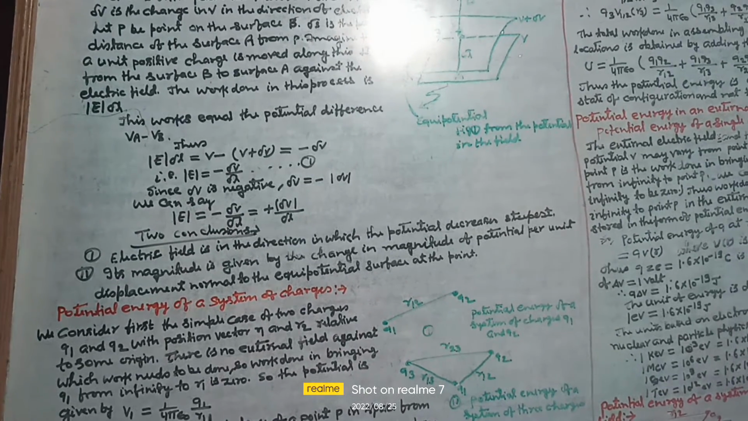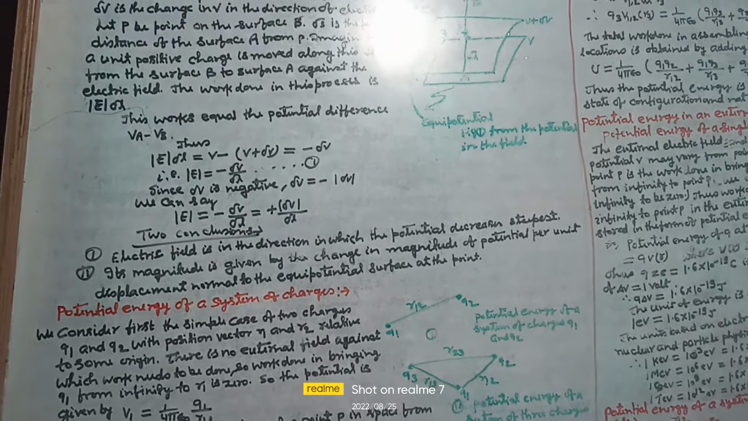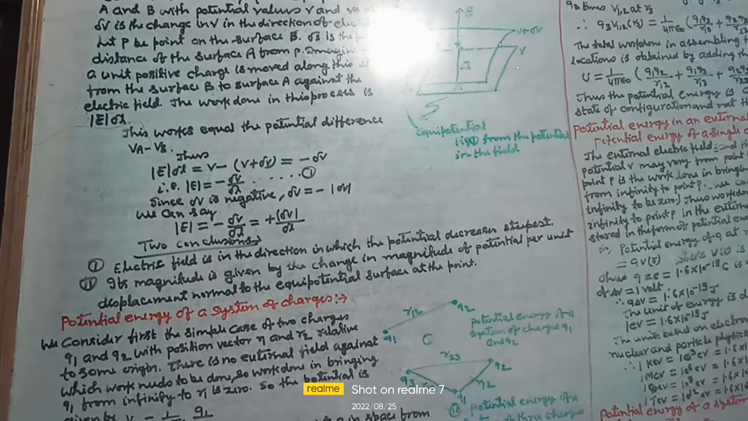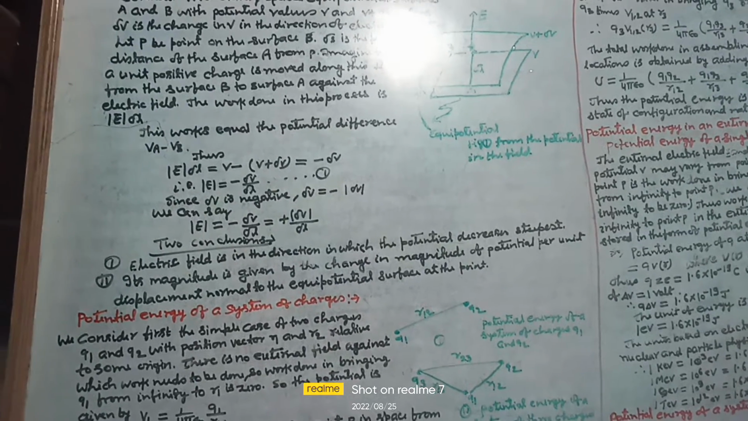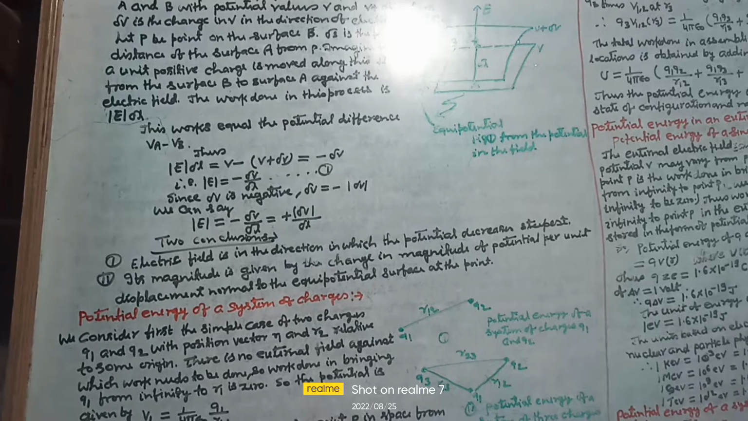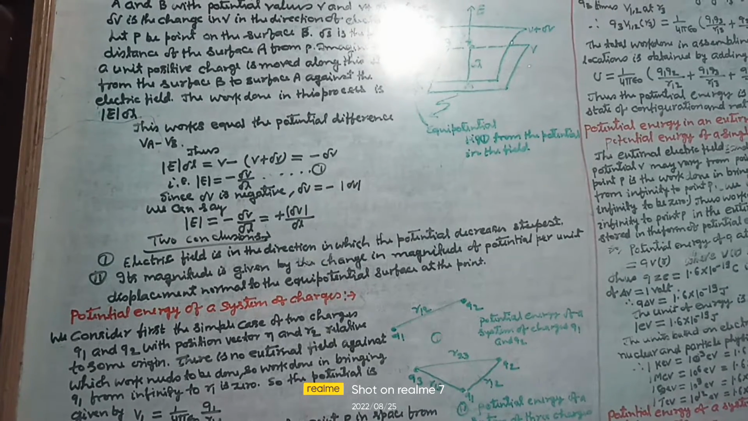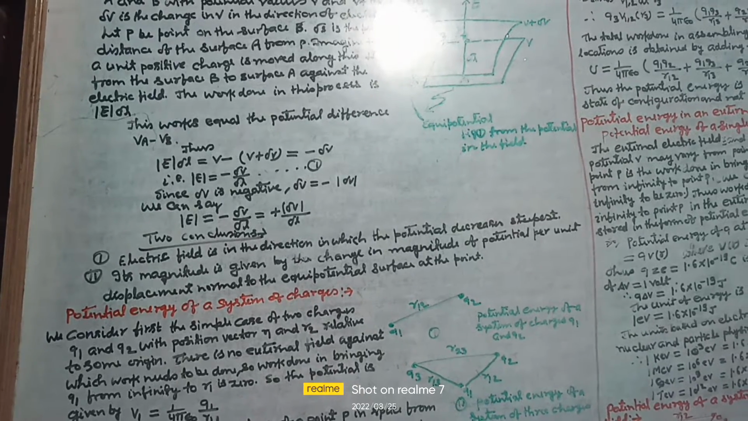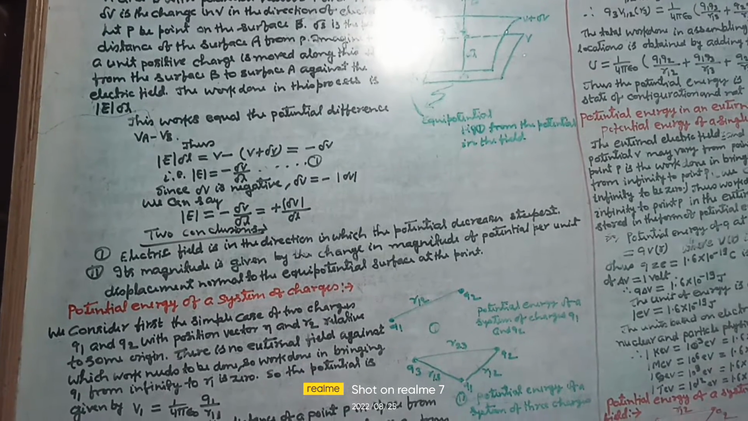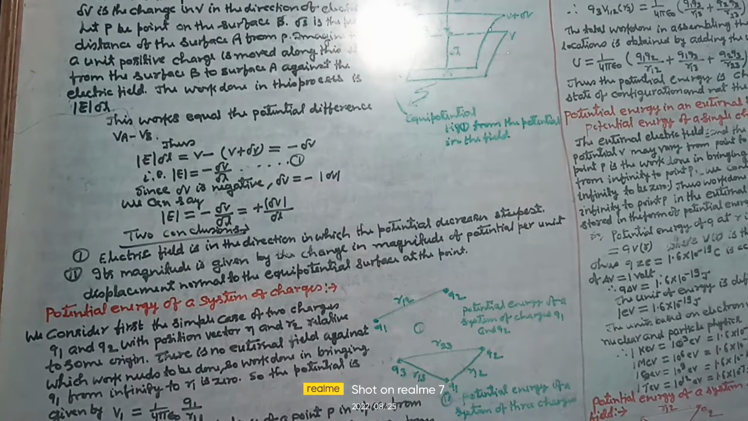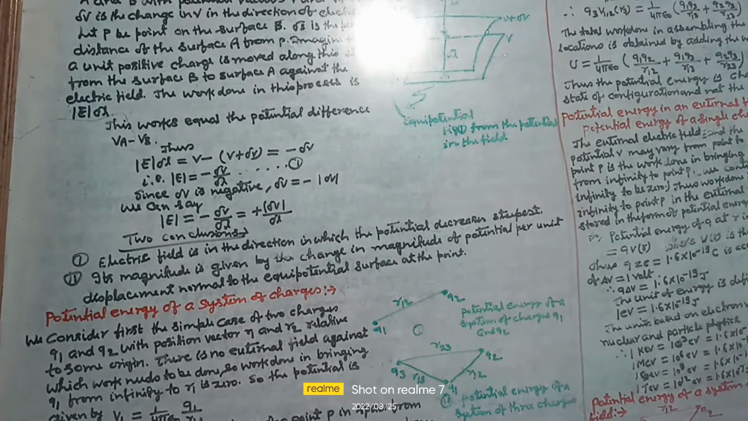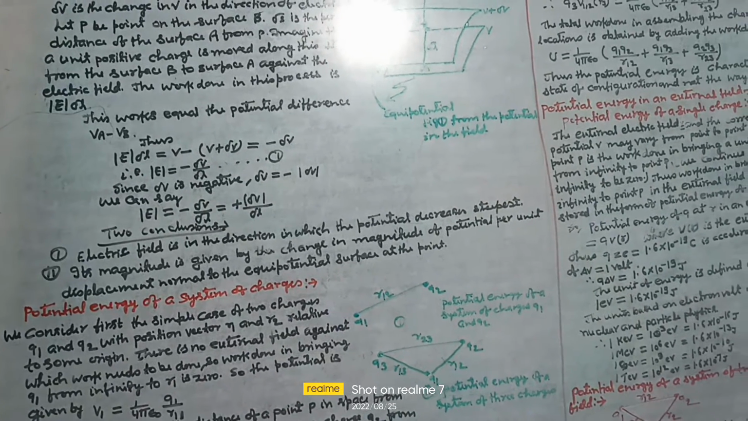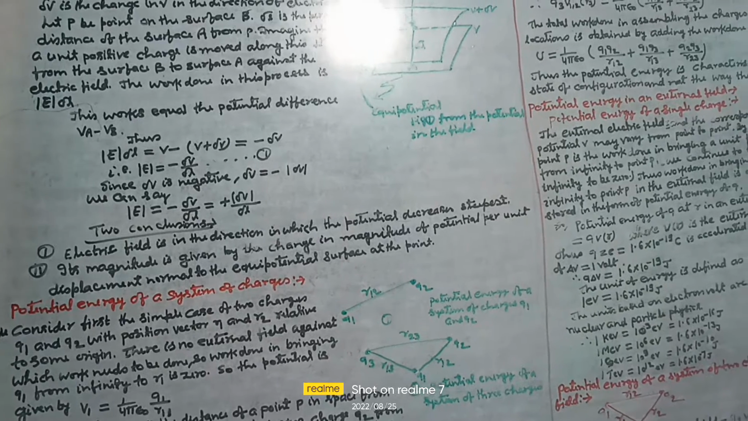We consider first the simple case of two charges Q1 and Q2 with position vectors R1 and R2 relative to some origin. There is no external field against which work needs to be done. Work done bringing Q1 from infinity to R1 is 0. So the potential is given by V1 equals 1 over 4 pi epsilon naught Q1 over R11, where R11 is the distance of point P in space from the location of Q1. Work done bringing charge Q2 from infinity to the point R2 is Q2 times the potential at R2 due to Q1.